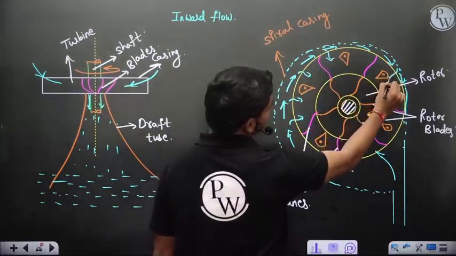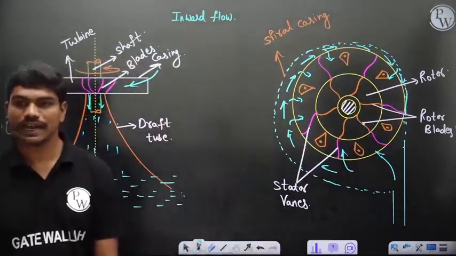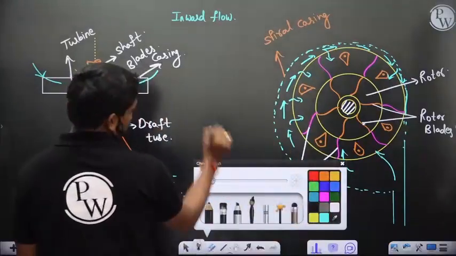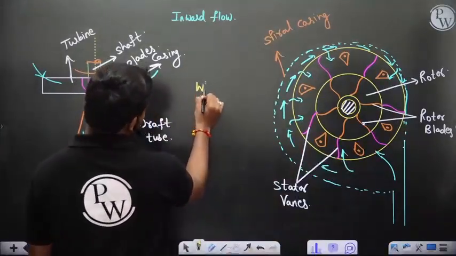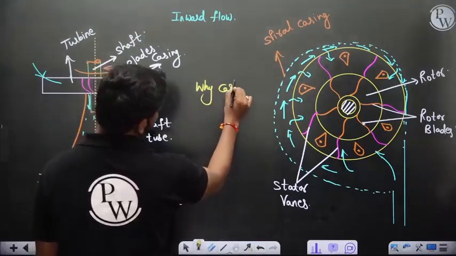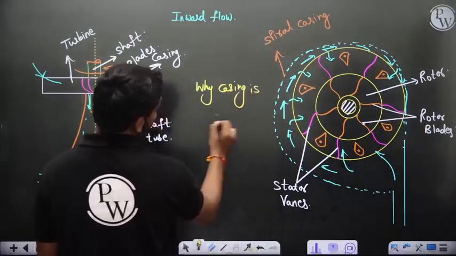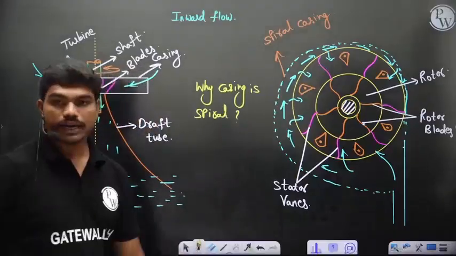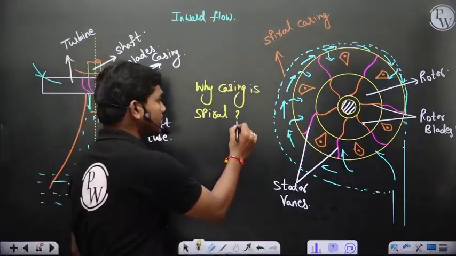Now, why is the casing spiral? This is the first question that anyone can have. Why is the casing spiral? Let's see. Anyone answer? Can someone answer why the casing is spiral?